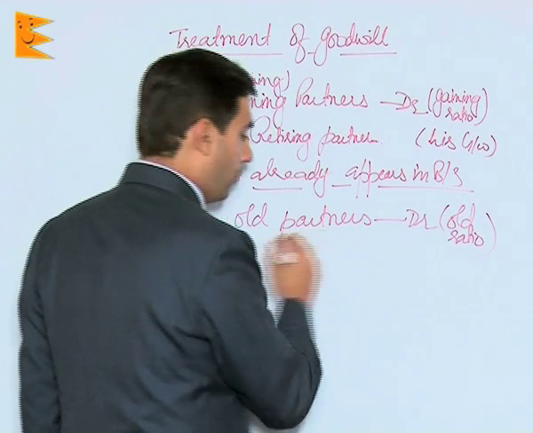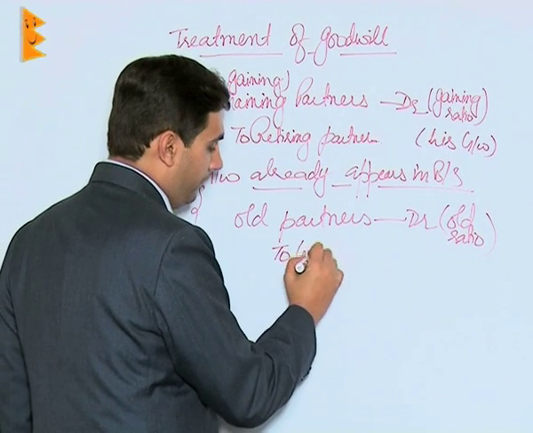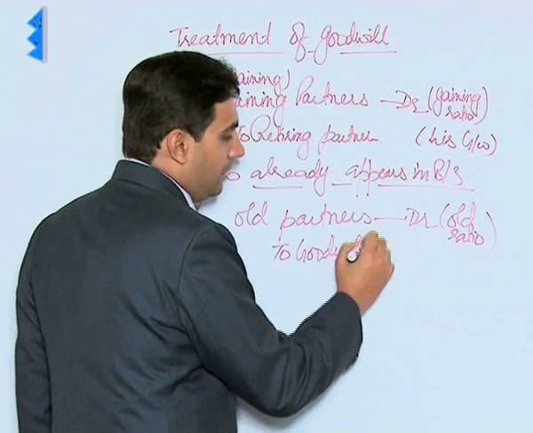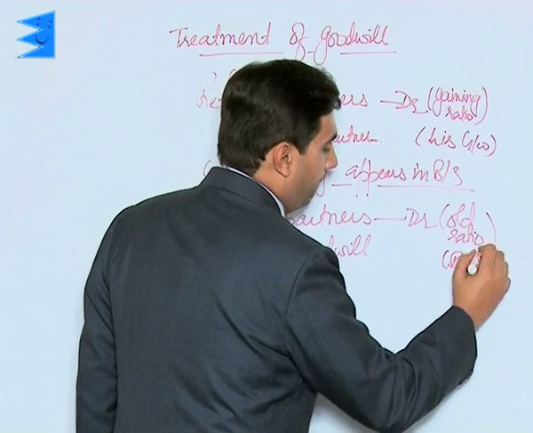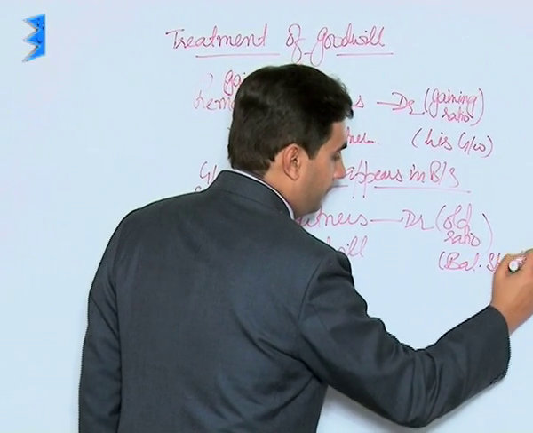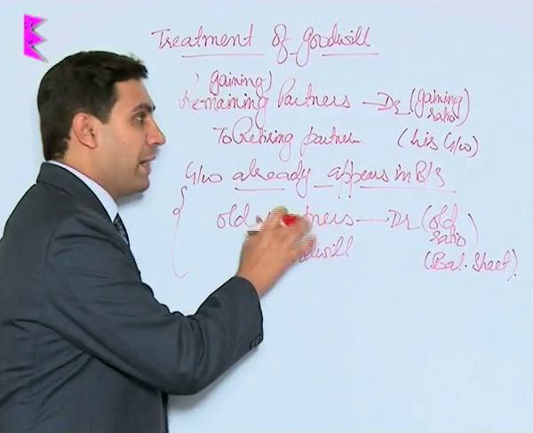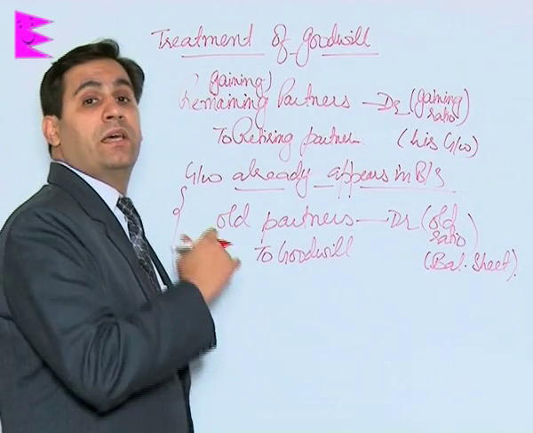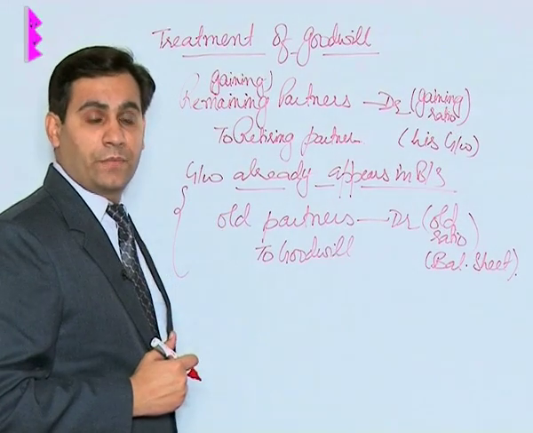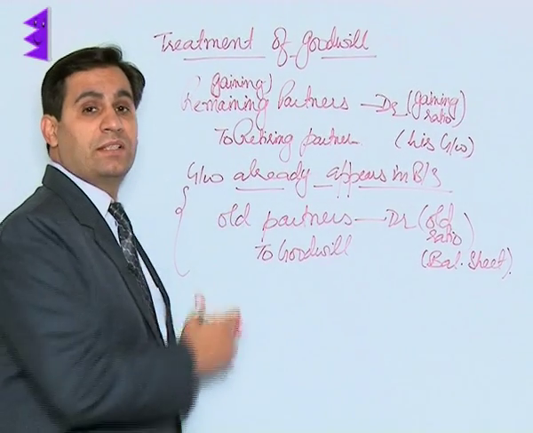So the entry would become: old partners to goodwill, and the amount would be the amount that is appearing in the balance sheet. Remember, the old partners include the partner who is retiring from the business. Let us take some examples to understand these entries.